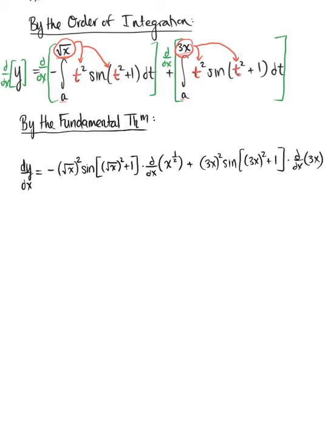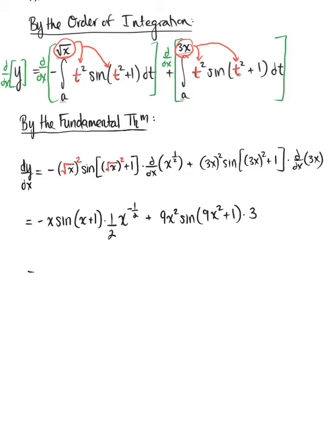And we can simplify. We see we have the square root of x, and the square will cancel twice here. So we can rewrite this as equal to minus x times sine of x plus 1 multiplied by the derivative of the square root of x, which is 1/2 times x to the negative 1/2, plus we have 3x squared, so that's going to be 9x squared multiplied by sine of 9x squared plus 1 multiplied by the derivative of 3x, which is 3. And we can simplify some more.